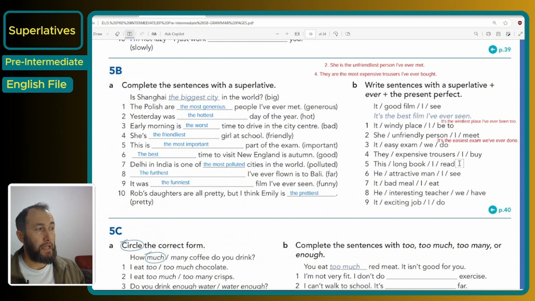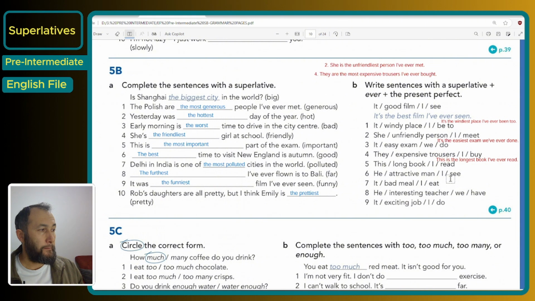Okay. Number 5, this long book I read. So it would be this is the longest book I've ever read. This is the longest book I've ever read. Like that.